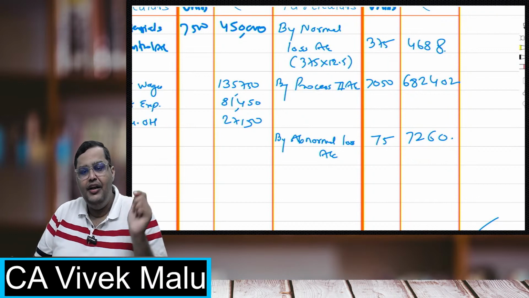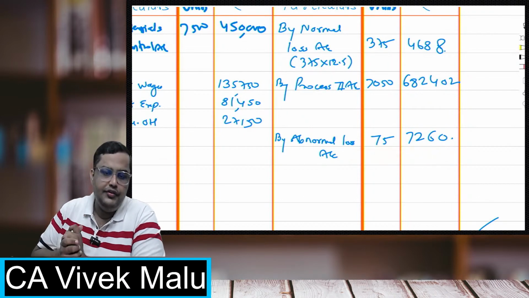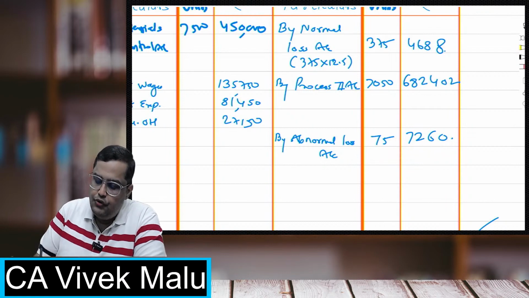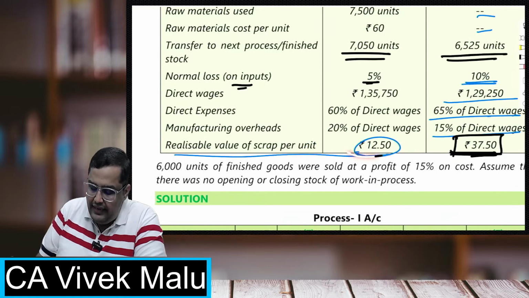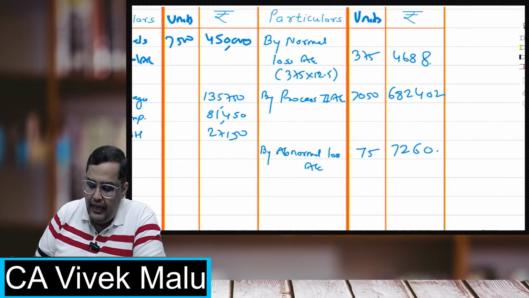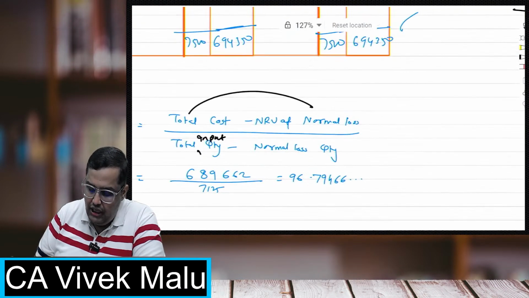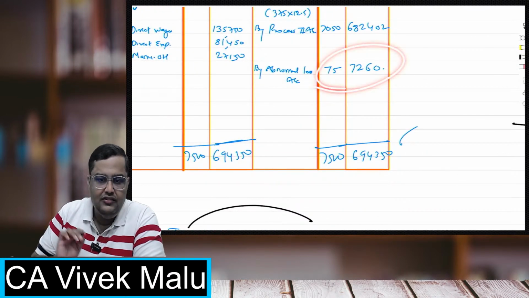But understand, when I'll be transferring this, there is the extra loss of 75 units. Don't you think this extra loss also I'll sell in scrap? This extra loss also I'll sell in scrap and I'll recover the 12 rupees 50 paisa. Are you getting the point? Like when we did this calculation, our answer was coming 96 point something. Like per unit, it is 96 point something.